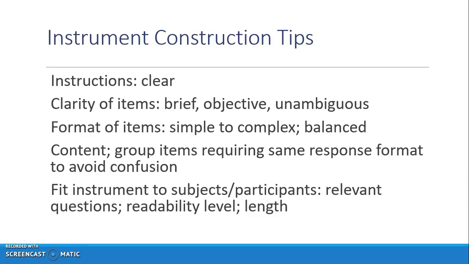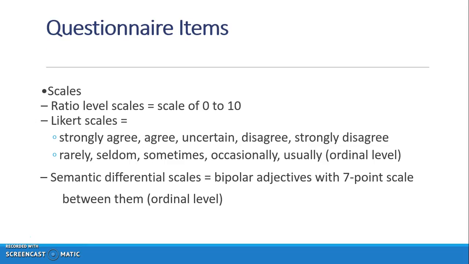Making sure always that you're fitting the instruments to the participants, paying attention to readability or grade level and length and so forth. Scales that are important are nominal, ordinal, interval, and ratio scales. Ratio scales go from 0 to 10, and you can do some testing on that in terms of magnitude. Likert scales are ordinal scales. There are a bunch of them to look at. Semantic differential scales, bipolar adjectives, are 7-point scales.